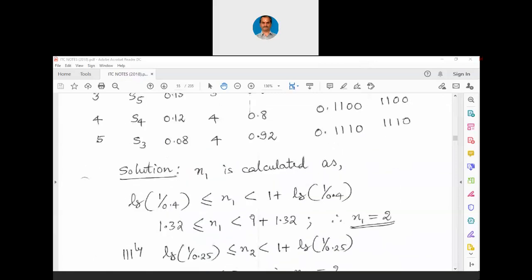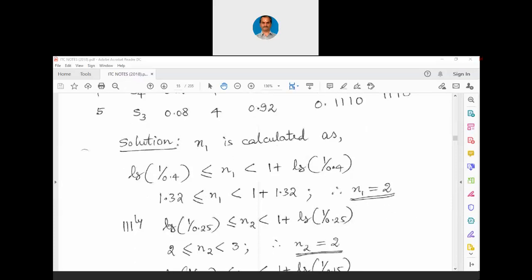Now that is why Shannon proposed this particular way, where the number n has to be in between these two extremes. So when n1 is in between 1.32 and 1 plus 1.32, that is 2.32, naturally n1 has to be 2. Similarly, Lg of 1 over 0.25 has to be less than or equal to n2 and it has to be less than 1 plus Lg of 1 over 0.25.